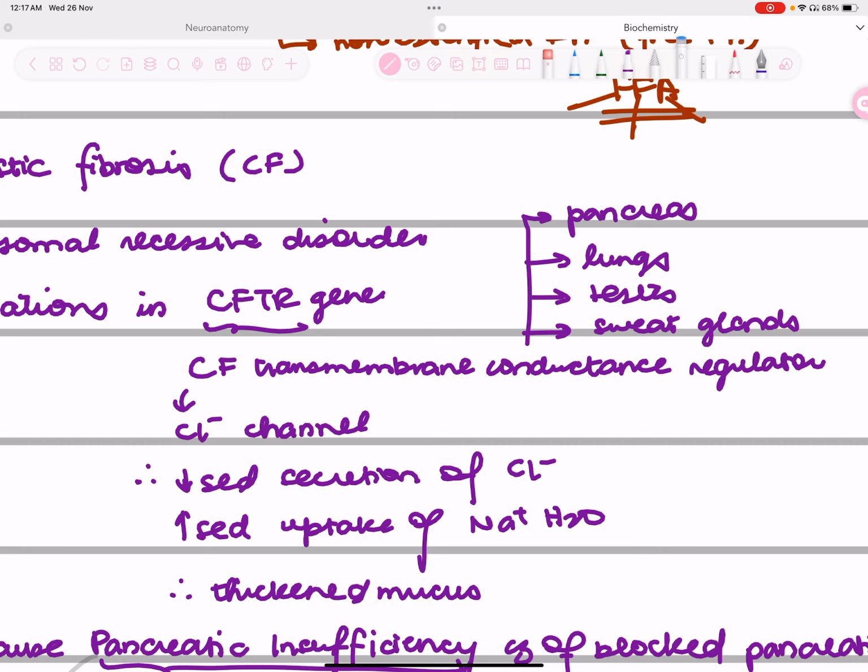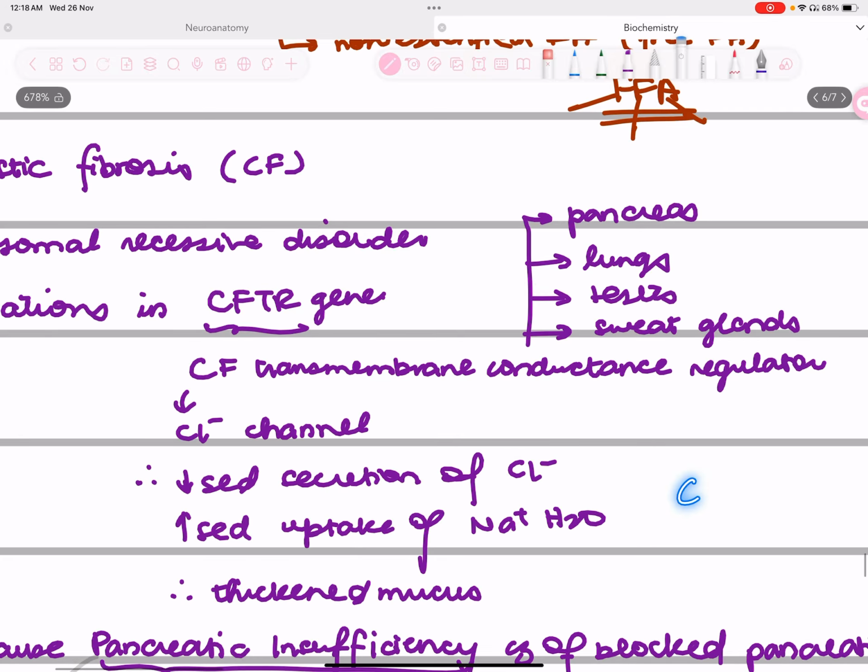Now, this gene codes for a chloride channel, which helps with the secretion of chloride. But because there is a mutation in this gene, chloride channels won't be made. Therefore, there will be decreased secretion of chloride, and there's increased uptake of water and sodium. Because of this, the mucus will be thickened. Chloride is not being secreted, it's stored inside the mucus, and there is in fact increased uptake of sodium and water.